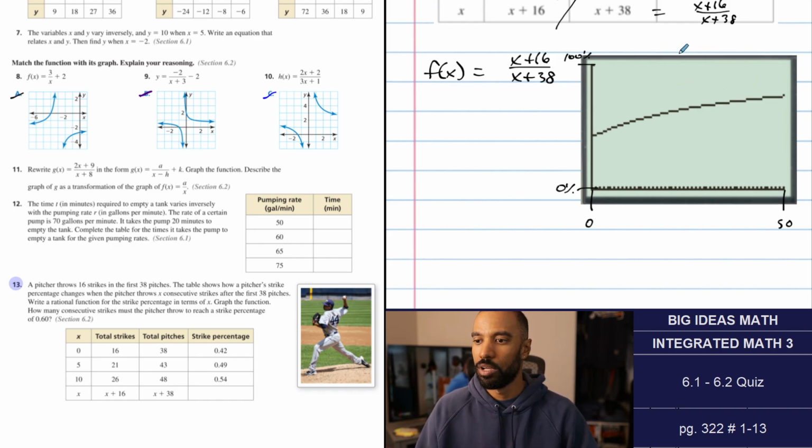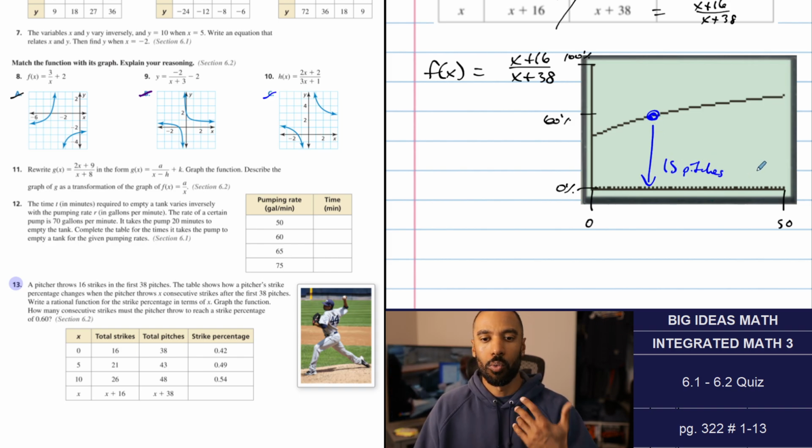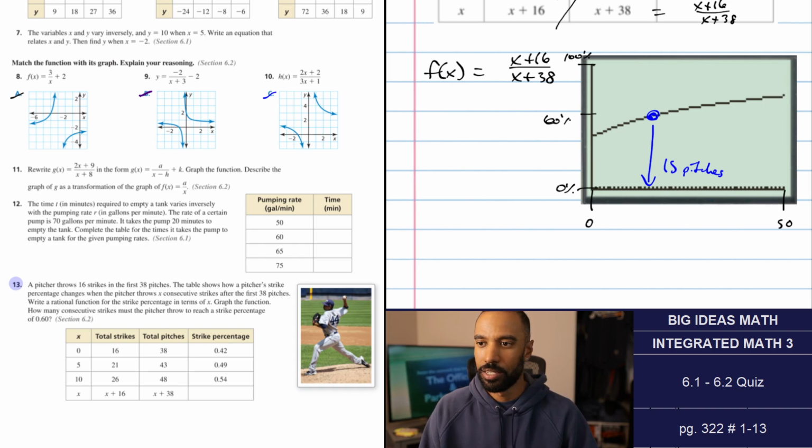Anyway, we got to figure out what value is that 60%. If I projected, I'd say, oh, that's around 15 pitches or something like that. I don't know. I made that up. I don't want you to write that. We have to come up with what X value it is so that f of X is 0.6.